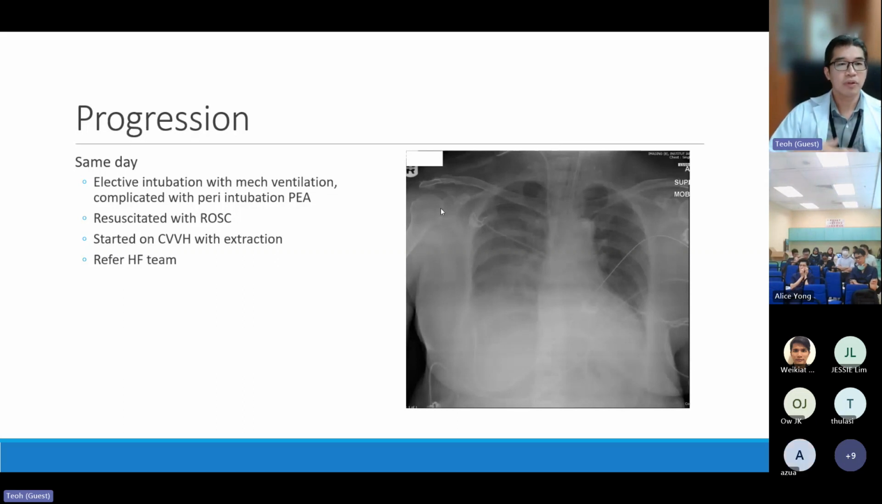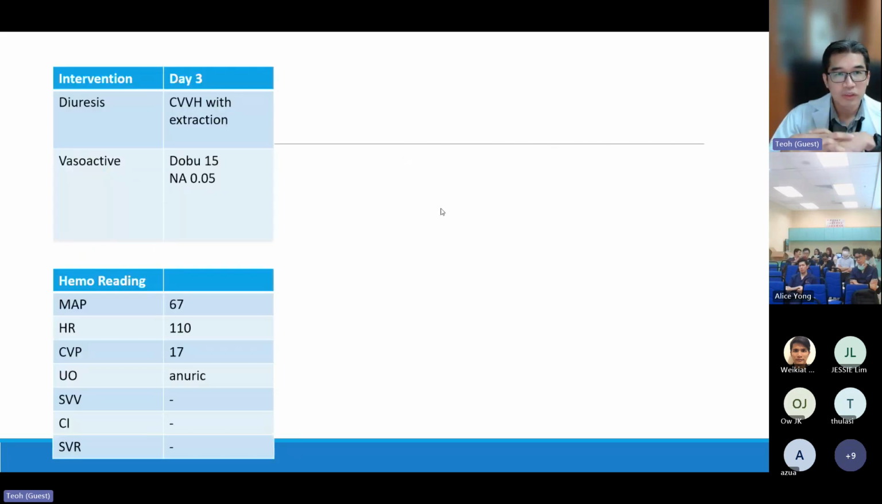So anyway, this happened to the patient: peri-intubation cardiac arrest, resuscitated, and then they needed to start the CVVH for the patient because of the blood pressure being too low with the AKI and oliguria. So at this point in time, they are not comfortable to manage any more. They straight away referred to the heart failure team, asked for help to see what can be done for the patient. So this is the scenario here. The CVVH started on day 3.